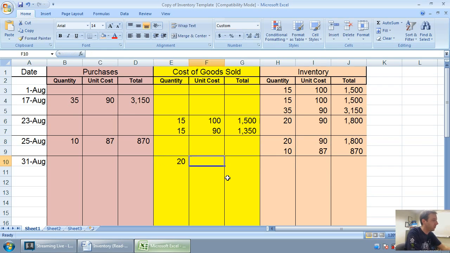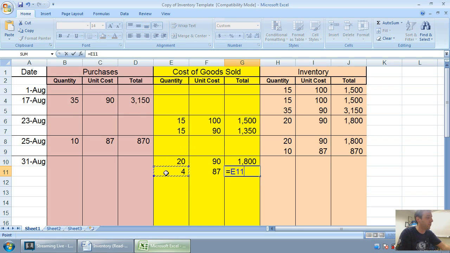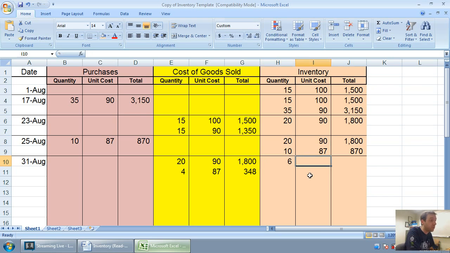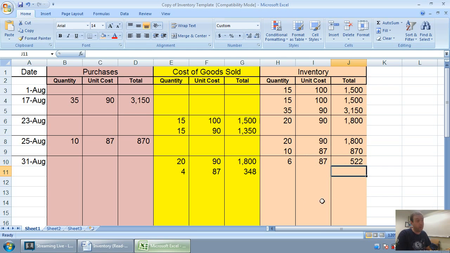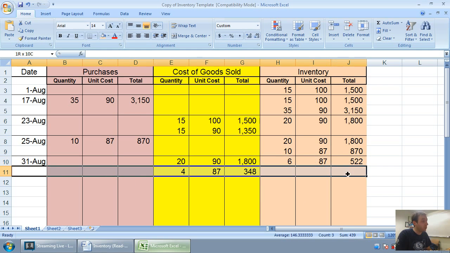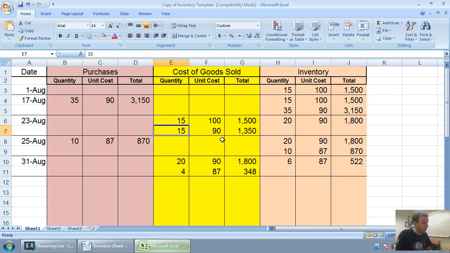I must have sold all 20 at 90 for $1,800, and I must have sold an additional 4 at 87, and 4 times 87 is $348. That leaves me with 6 units at $87 each. 6 times 87 is $522. Now at this point, I'm complete. My inventory record for August is done, but I haven't answered the question.